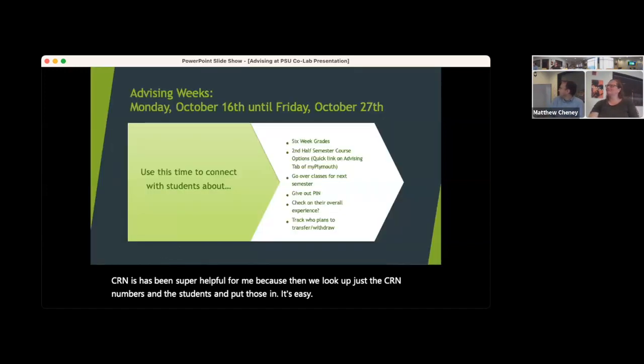All right, so let's get into some of the scheduling that we face here. Advising weeks are coming up. We'll have two weeks of advising weeks starting Monday, October 16th until Friday, October 27th. These are times when students are encouraged to meet with their advisors, and there are lots of things that you can talk with your students about.